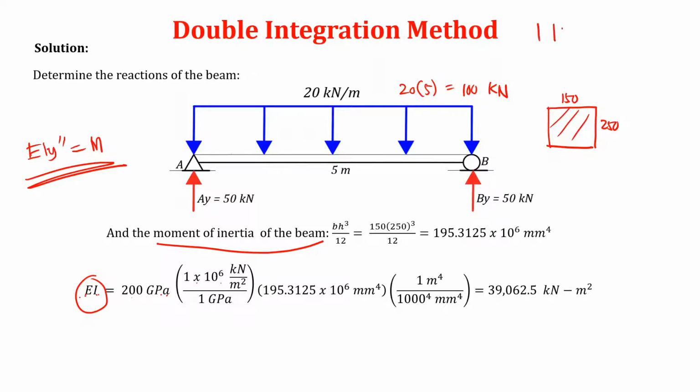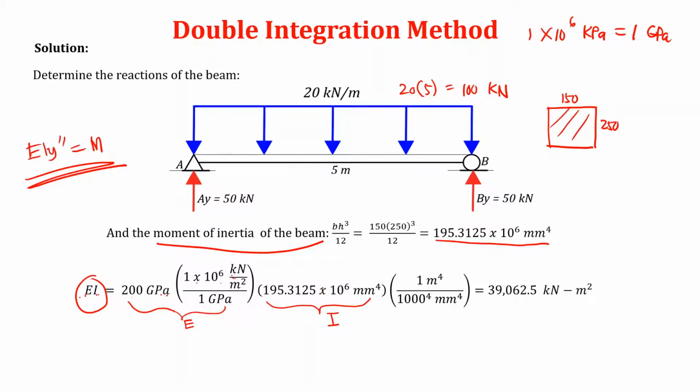Okay? 1 times 10 raised to 6 kilopascal is 1 gigapascal. So this is kilopascal, correct? So over 1 gigapascal, it cancels out. Okay? And then the I is the inertia. The inertia we already solved earlier, so we have the moment of inertia I. Okay? So we just need to convert it.